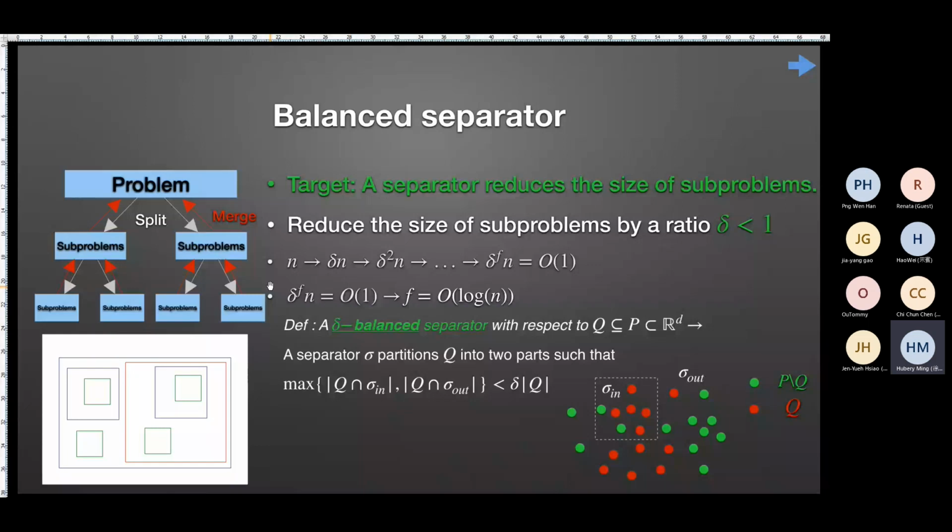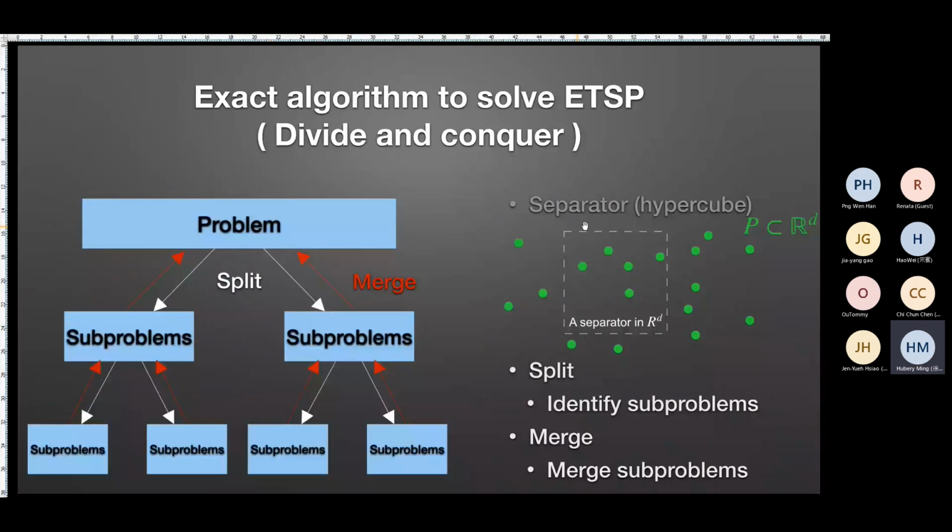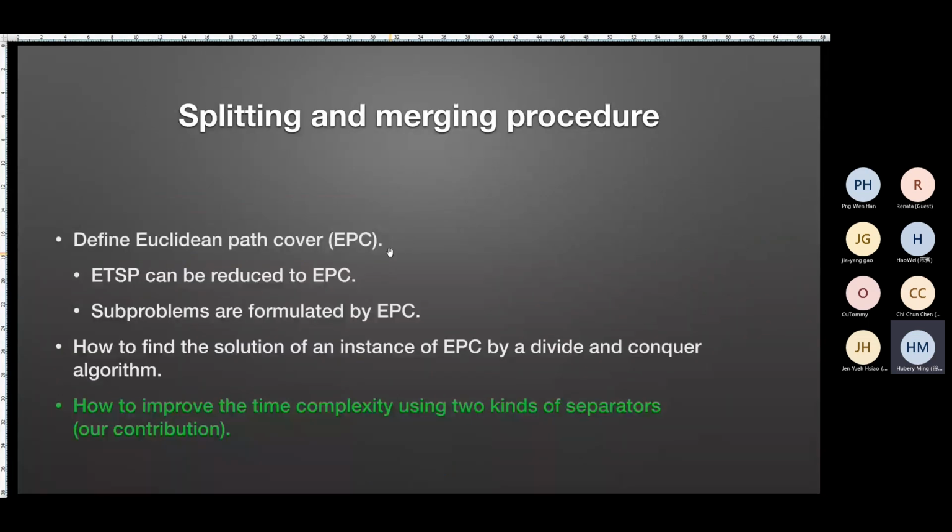After introducing the separator, we would like to discuss the splitting and merging procedures. There are three points I would like to focus on. The first, we would like to define the Euclidean path cover. This problem could formulate the subproblem of the divide and conquer algorithm. And furthermore, ETSP can be reduced to EPC.